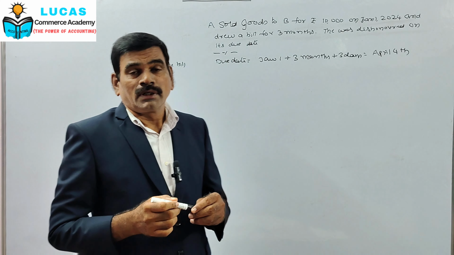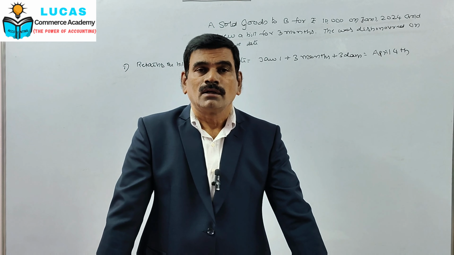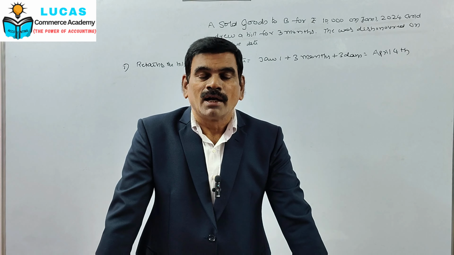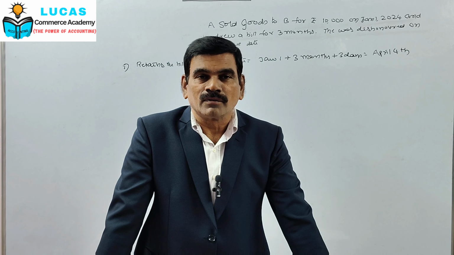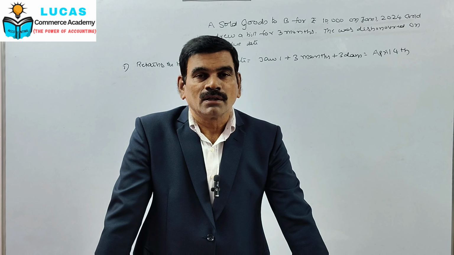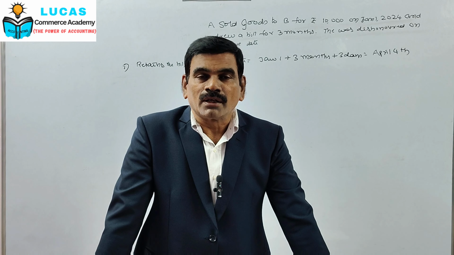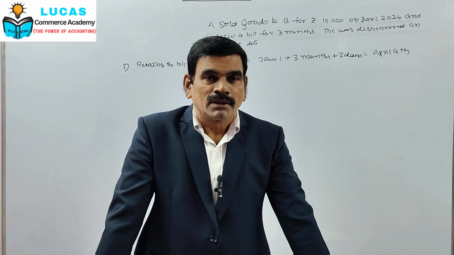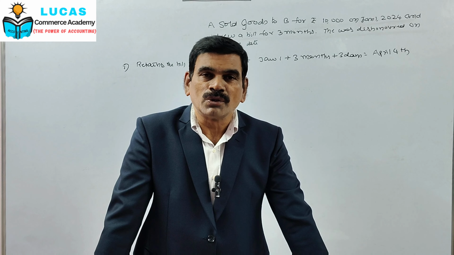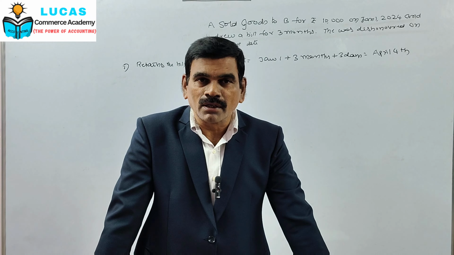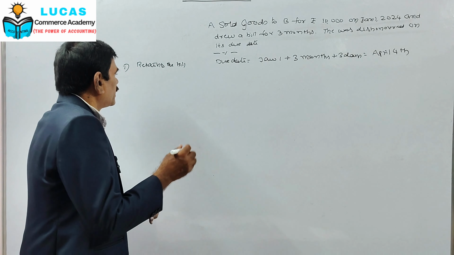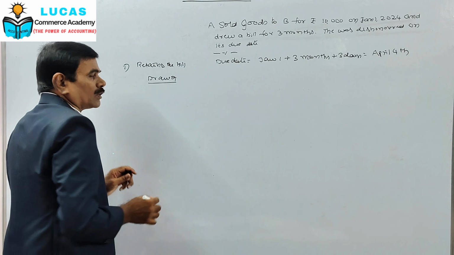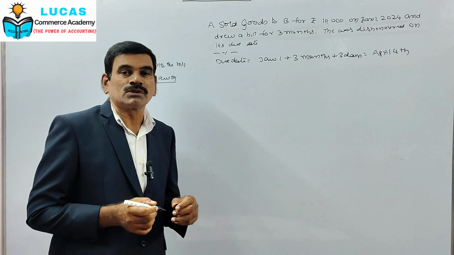Here the drawer retains the bill with him till the due date and presents it to the drawee, but the drawee fails to pay the amount on the bill, hence the bill is dishonored. In this case, how to pass journal entries in the books of drawer and drawee. Let us take the drawer first.